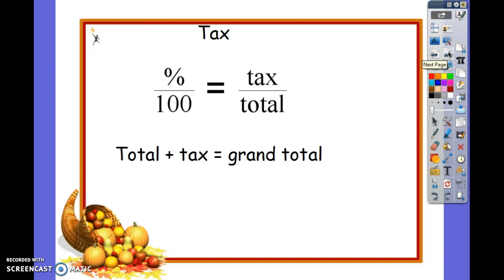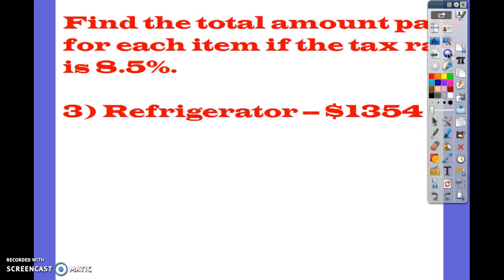Next, we're going to look at tax. You have percent over 100 equals tax over total. And then you take your total plus your tax, and that equals your grand total. Find the amount paid for each item if tax rate is 8.5%. So we have a refrigerator that is $1,354. I have a tax rate of 8.5%. So I'm going to put 8.5 over 100 equals X over $1,354. That's the cost of the refrigerator.